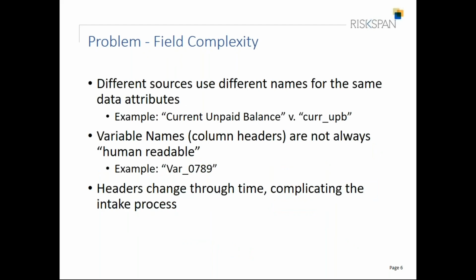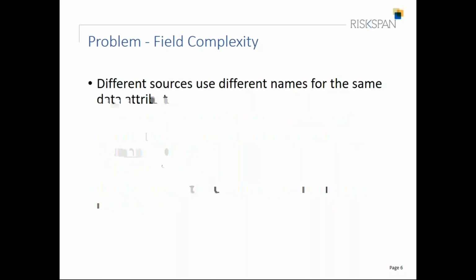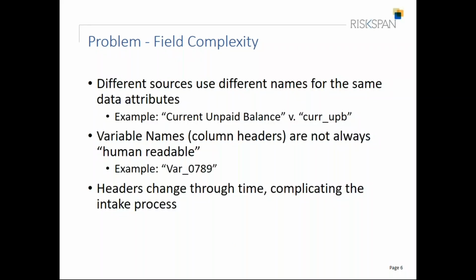So real quickly here, two flavors that we're going to discuss our applications to solve. Field complexity. So here, unpaid balance versus UPB mean the same thing, and to a human analyst, that's relatively straightforward, not so straightforward to distill for a machine itself. Some variables have no meaning, and we have to be able to handle that as well, which we'll touch on when Matt's talking about some of our applications, and headers change through time.